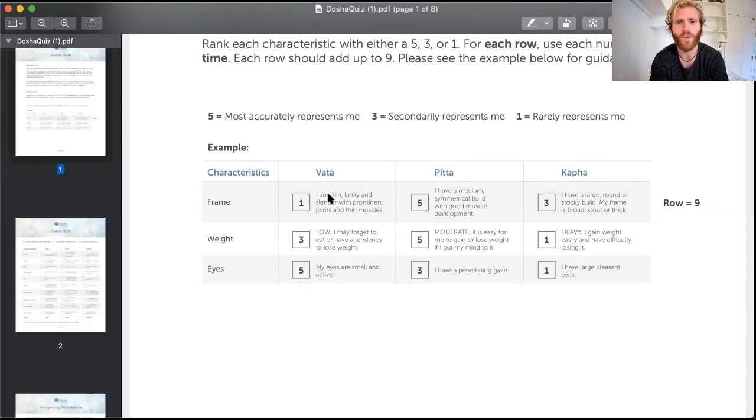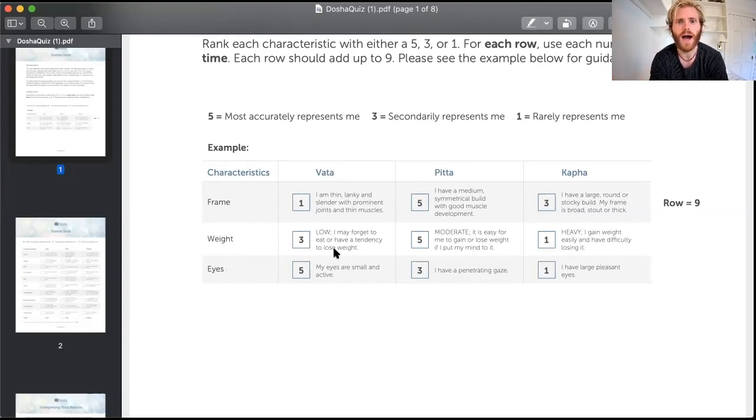Ayurveda uses qualities. Okay, so weight, a Vata body type. Low, I may forget to eat or have a tendency to lose weight. Sometimes Vata people can eat a lot. There are those people that can eat a lot and never really gain weight or muscle mass. Pitta, moderate, easy to gain weight or lose weight. And Kapha, they are easy to gain weight and slower metabolism.